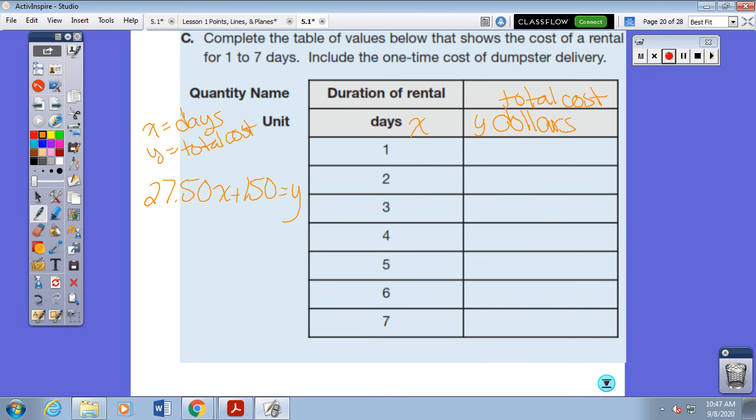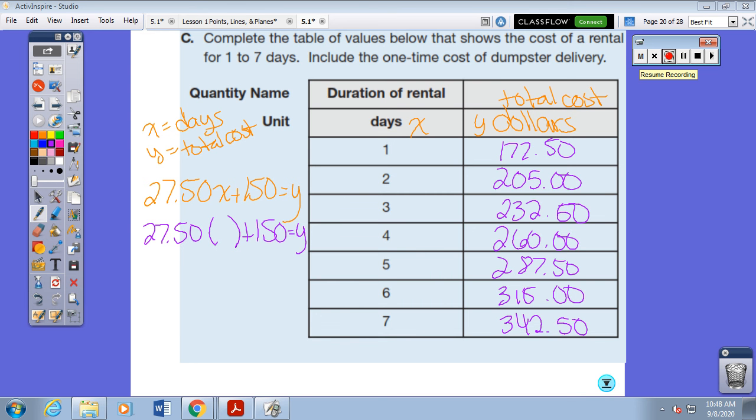So again, I can't stress enough, what I would do is $27.50 parentheses plus $150 is going to be your total cost. So I'd plug in 1. $27.50 times 1 plus $150. So go ahead and pause it, try that, and then play it. Okay, here's your table. 177.50, 205, 230, 250, 260, 287.50, 315, and 342.